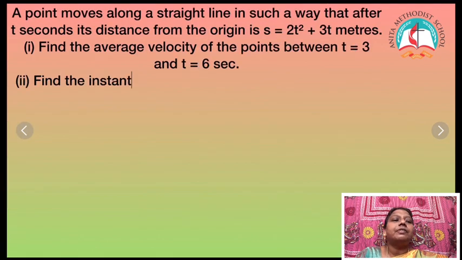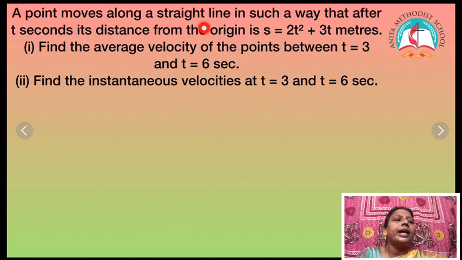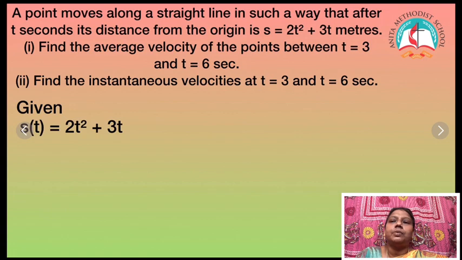Now we are going to look at some more problems. The first problem is: a point moves along a straight line in such a way that after t seconds, the distance from the origin is s equal to 2t square plus 3t meters. What is given to us? There is an equation: S of t is equal to 2t square plus 3t. Find the average velocity of the point between t equal to 3 and t equal to 6 seconds. So there are two things given to us: t equal to 3 is A and t equal to 6 is taken as B. We are going to find the average.